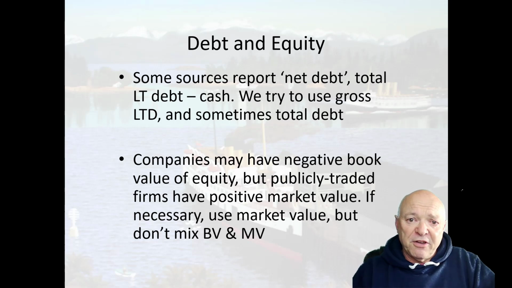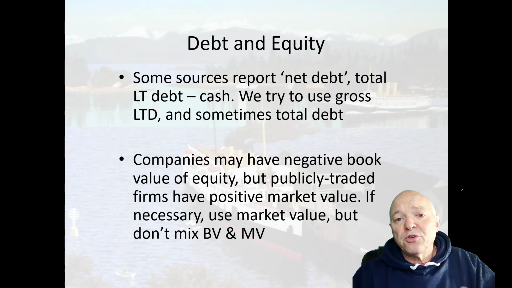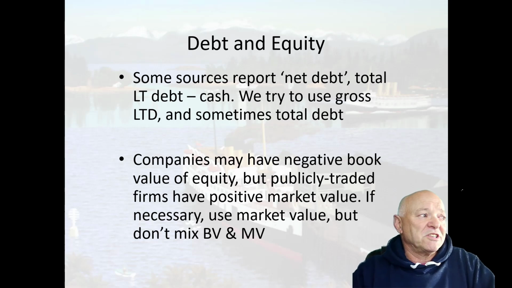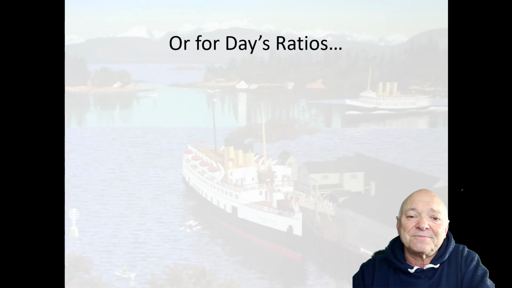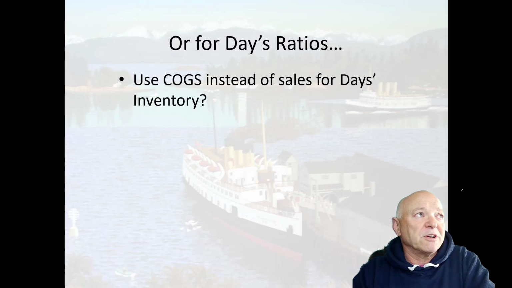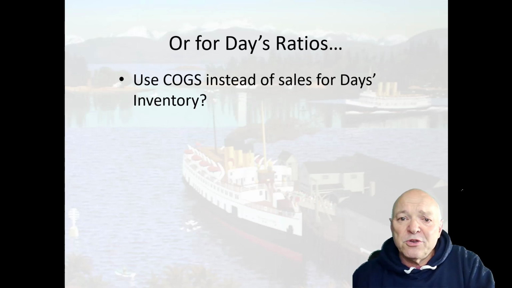When we're looking at working capital ratios, another great example that we have is days ratios. Do we use the sales number? Remember, days ratios are typically something like inventory divided by sales divided by 365. Well, we don't actually buy our inventory at the selling price. We buy it at the cost of goods price.